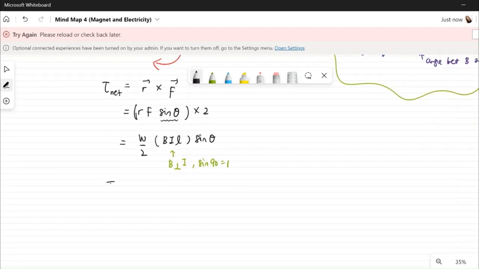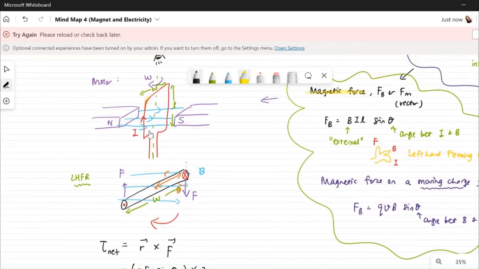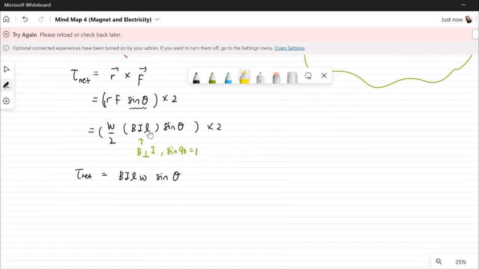Then eventually, multiplied with 2, the net torque exerted on the wire is equal to B I L W sine theta. L multiplied with W is actually the area of the loop. So I can change the term to become area, and I will have B I A sine theta.